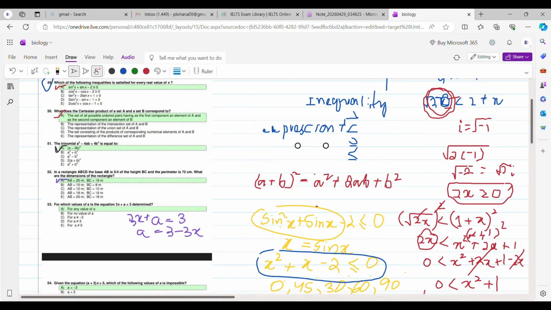Okay. What thing can I take common from here basically? I can take 3 common from here, and then what will be left? 1 minus x. Now see, you need to find the values of a. Now we're going to look for plug-in answers. Plug-in answers means you find the answers from the options.